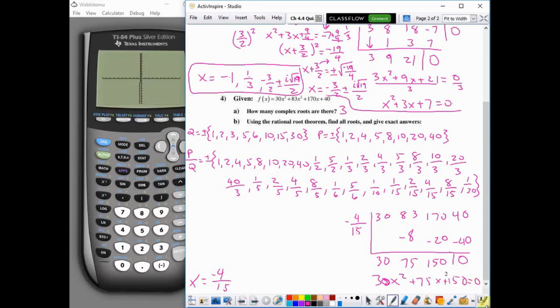And the easiest thing to get started is going to be to divide everything by something that goes into all those. I believe 15 goes into all those. So we'll divide all of these by 15 and get 2x squared plus 5x plus 10 equals 0. Let's solve this using quadratic formula. x equals opposite of b plus or minus square root of b squared minus 4 times a times c all over 2 times a.